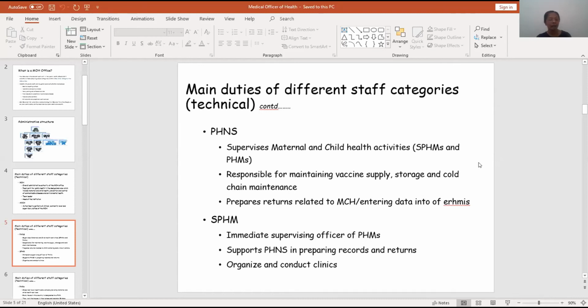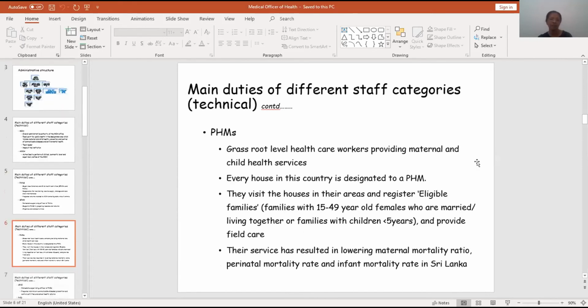And the SPHM is the immediate supervisor of the public health midwives, and she has to support the public health nursing sister in preparing records and returns, and she has to organize and conduct clinics and local conferences at the MOH office. So, who are the PHMs?